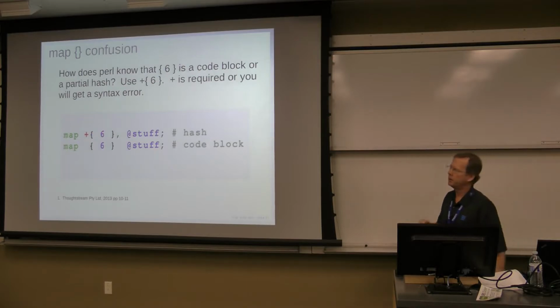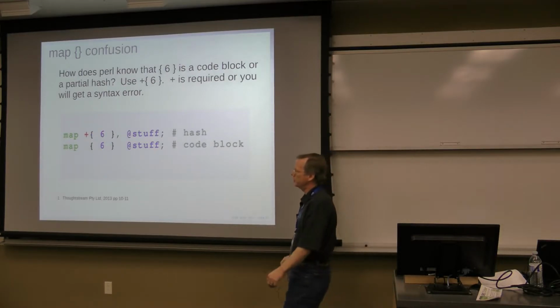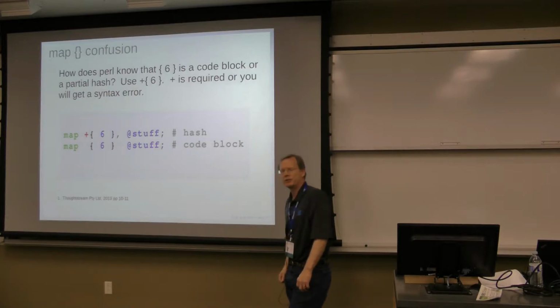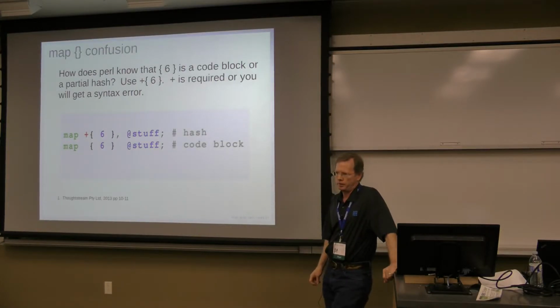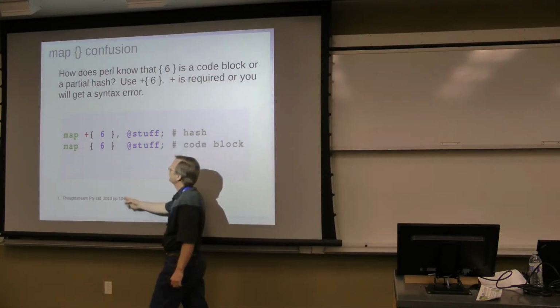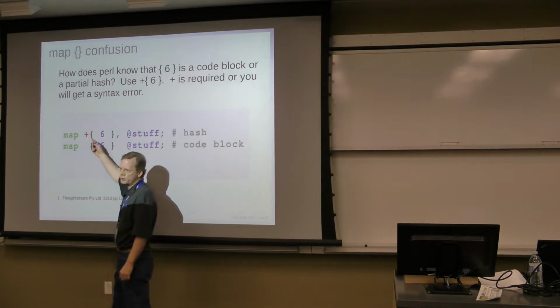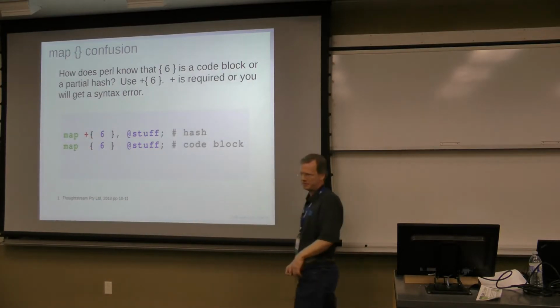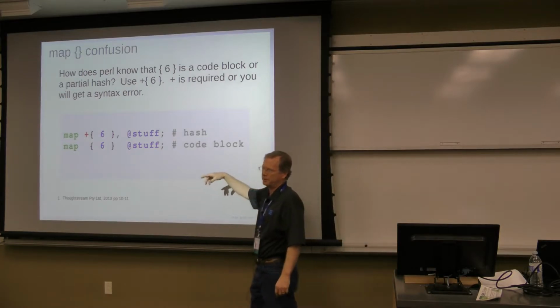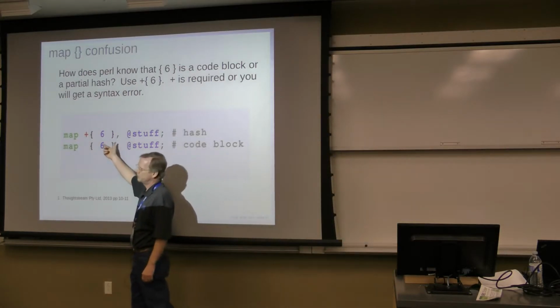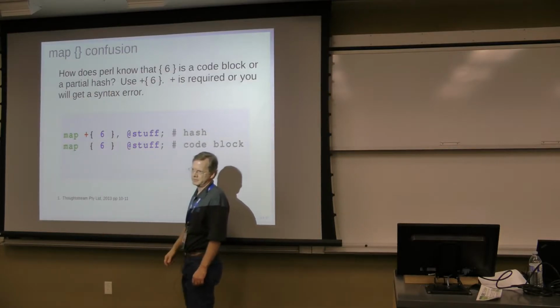Sometimes, and some of you that have seen and done a lot of map code, you may see a plus on front of the block, and you wonder, what is that all about? What's going on here? You're forcing it to become a hash ref, right? Well, the problem is it doesn't know what it is. Yeah, it makes it an expression. So it forces it to be an expression.